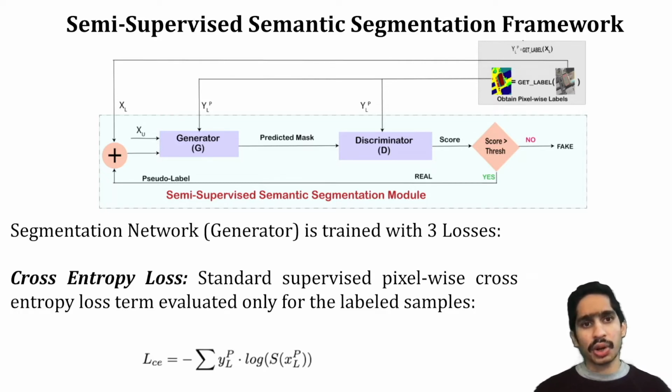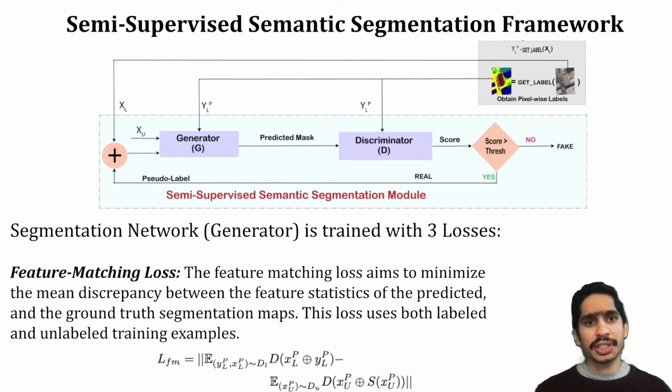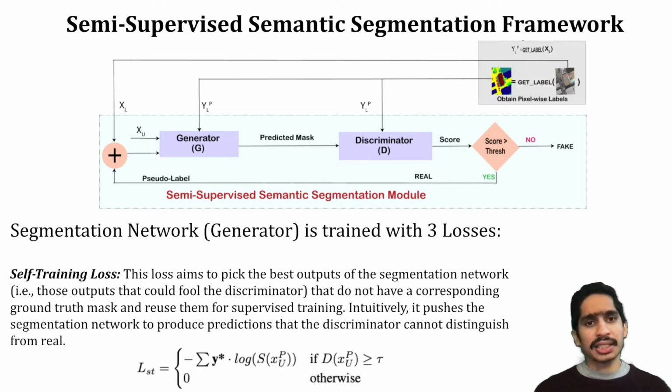First is the pixel-wise cross-entropy loss evaluated only for the labeled samples. Next is the feature matching loss, which aims to minimize the discrepancy between the feature statistics. This loss is used for both labeled and unlabeled data and is used to stabilize the GAN training. The next is the self-training loss, which is used only for unlabeled data.